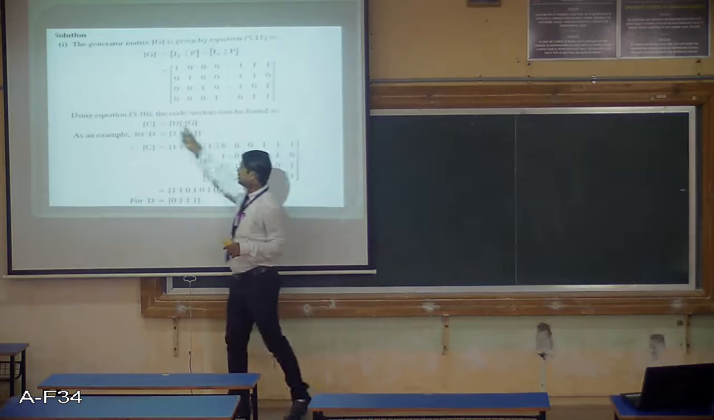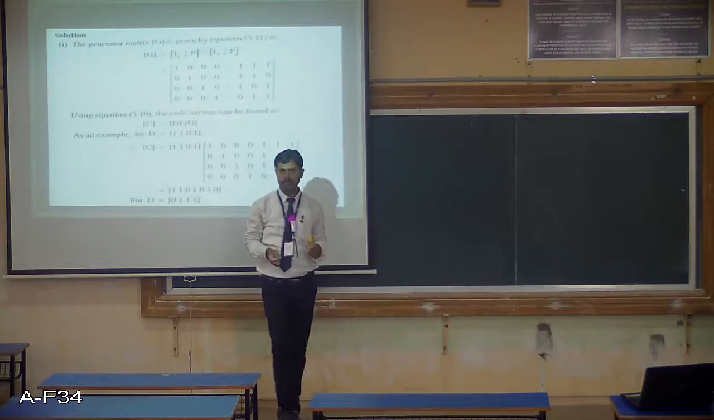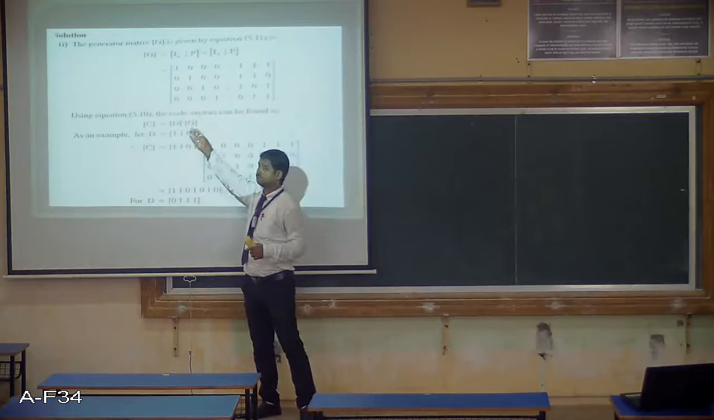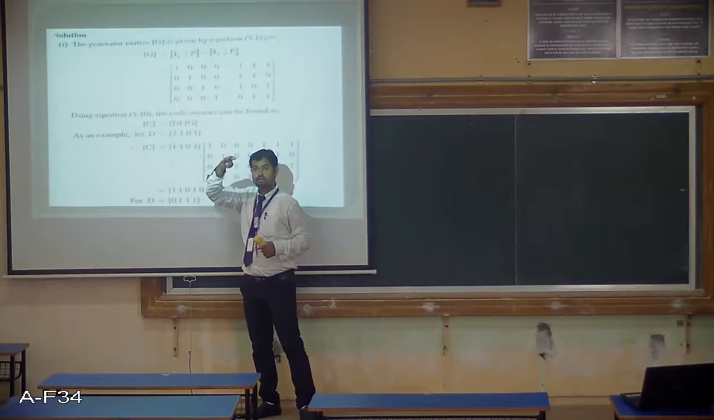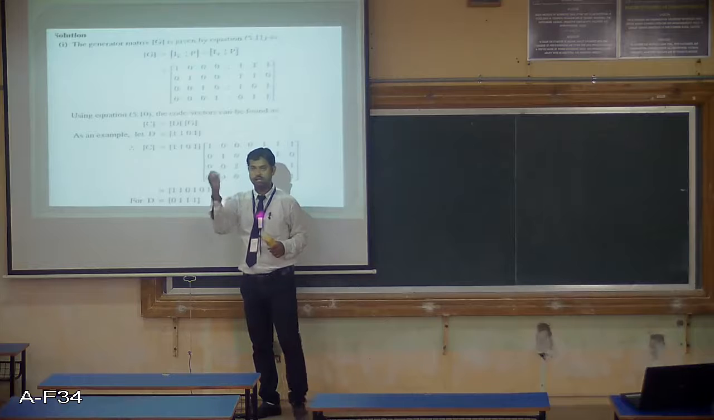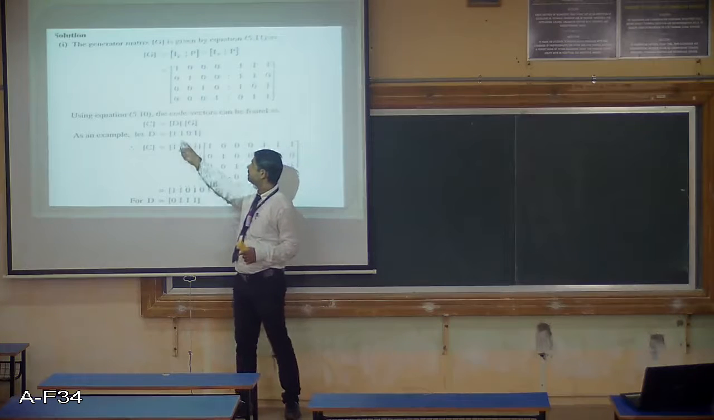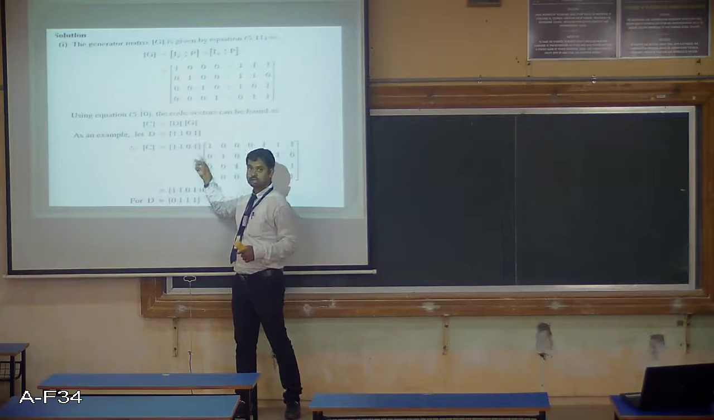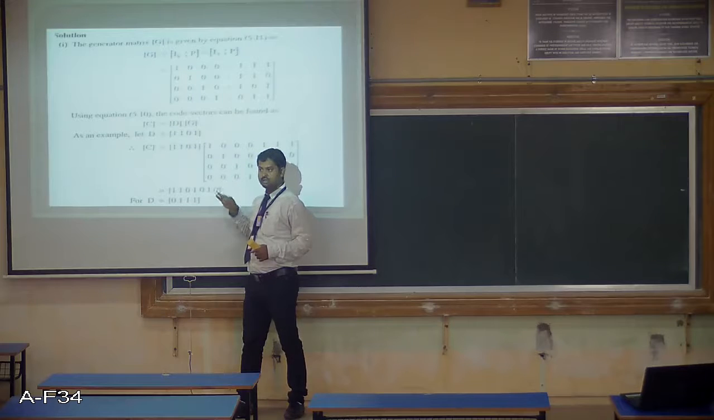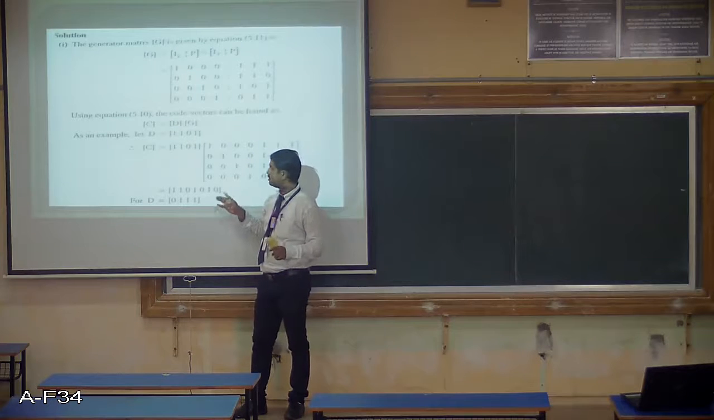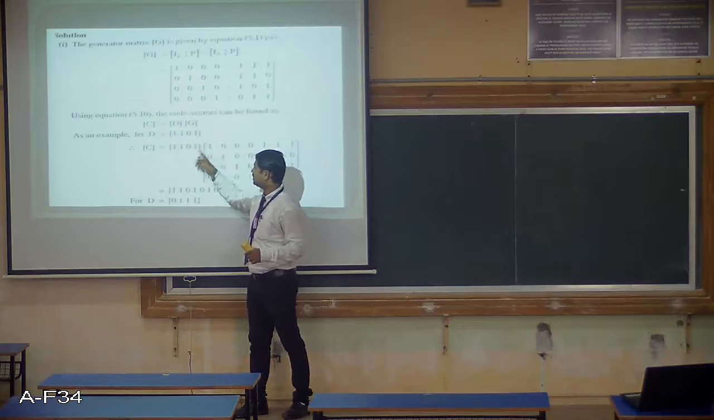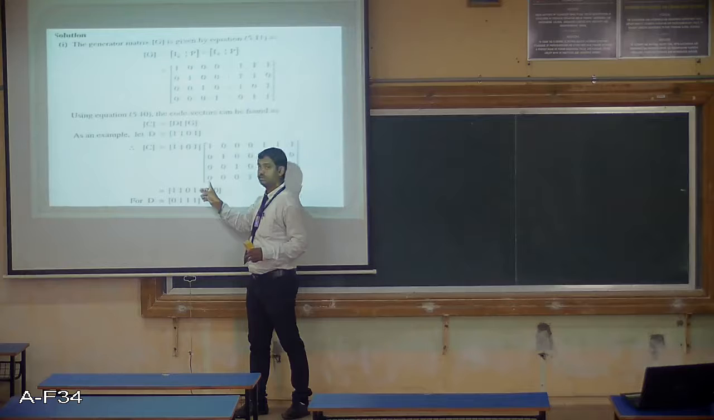Next, C is equal to DG. You know the data vector. Your D takes the value from 4 zeros to 4 ones, total 16. So I picked up one just to demonstrate: 1101. Keep the G as it is. Keep on multiplying and produce the code words. 1 into 1 plus 1 into 0, 0 plus 0 into 0, 0 plus 1 into 0, 0. So the effective number is 1.